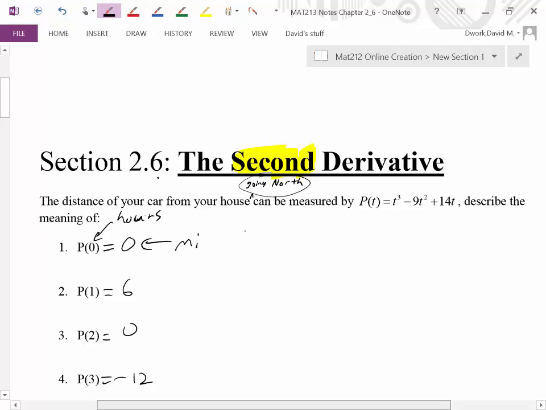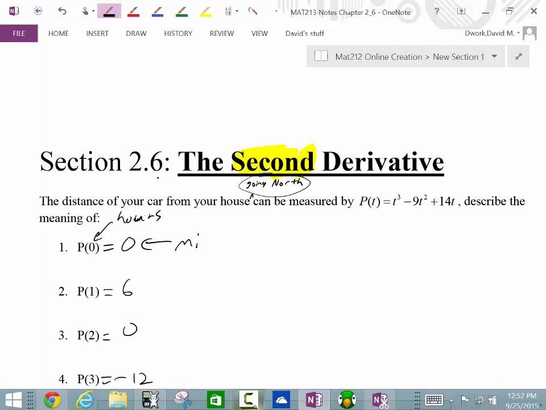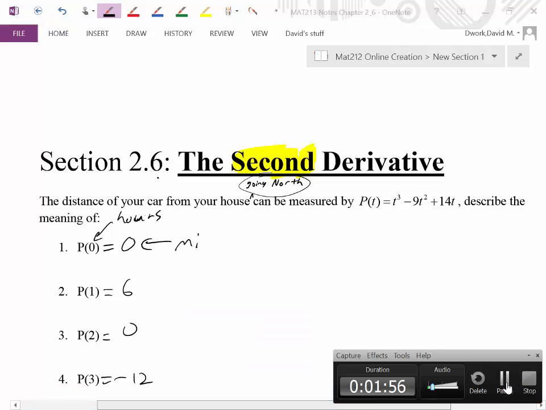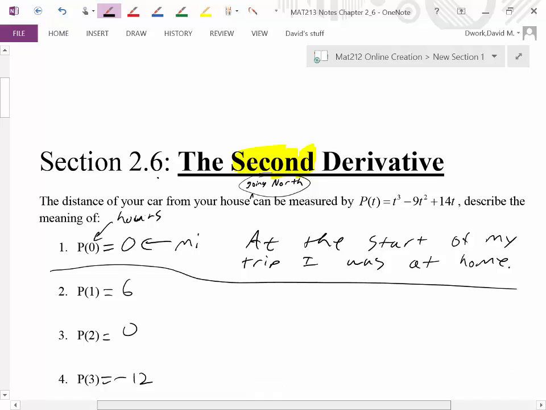So therefore you're going to say something like, for this first equation, when I started driving I was at my house, or when I started driving I had gone 0 miles from my house in the north direction, however exact you would like to be. I'm not persnickety on it, just as long as you're displaying the concept. So you could see I wrote it as, at the start of my trip I was at home. Or at the start of my day, whatever you want to put.